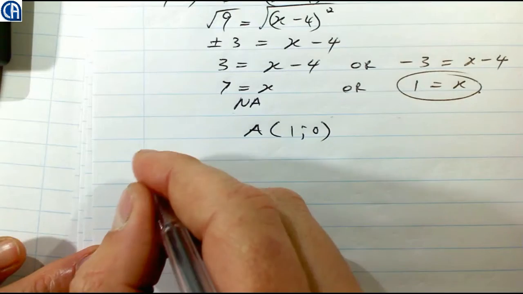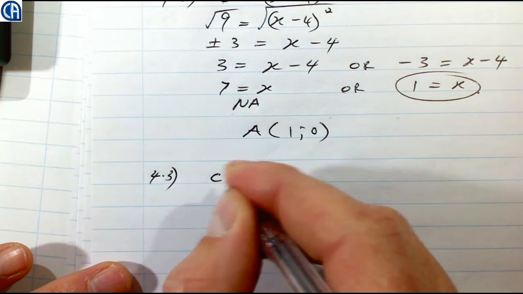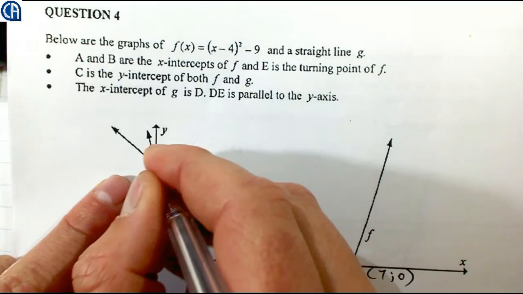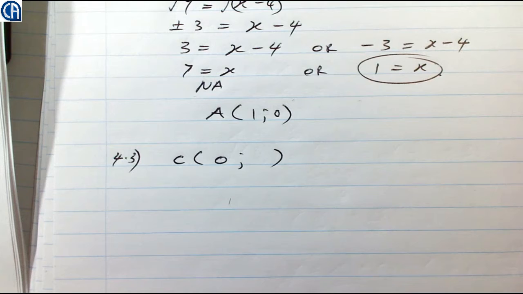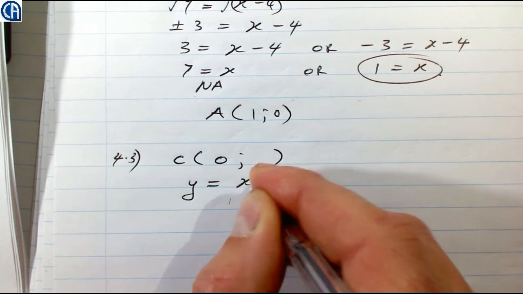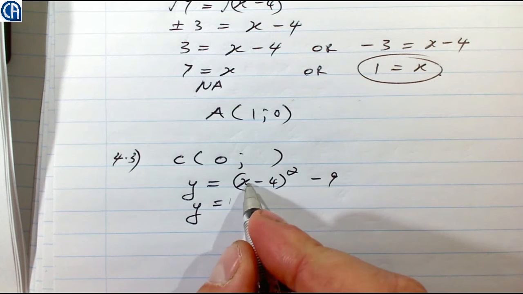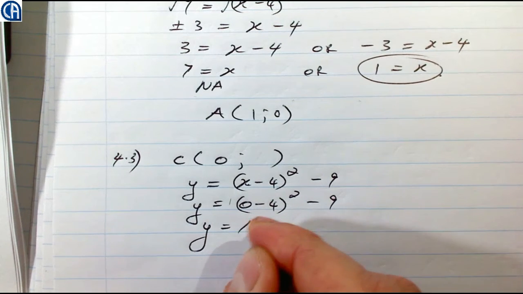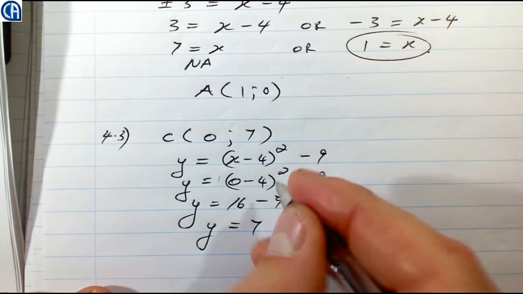Right, 4.3. If M is the reflection of C in the axis of symmetry of f, write down the coordinates of M. Alright, so let's look at the coordinates of C. C is the y-intercept, so that's what we've got to figure out first. Obviously the x value has got to be 0. So we've got y equals (x minus 4) squared minus 9. In order to work out the y-intercept, x has got to be 0. So (0 minus 4) squared minus 9. That would be 16 minus 9, so that would be 7. So the y-intercept is 7.